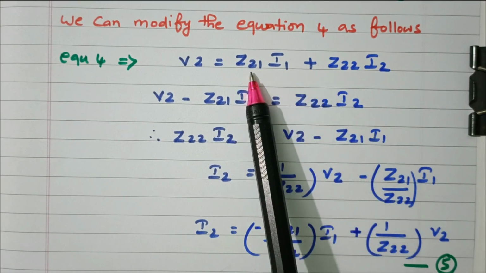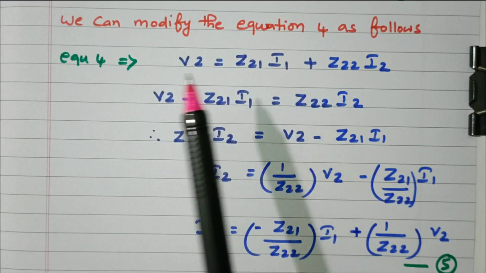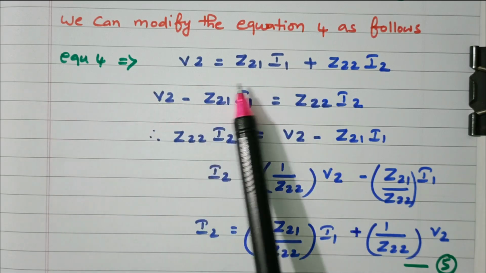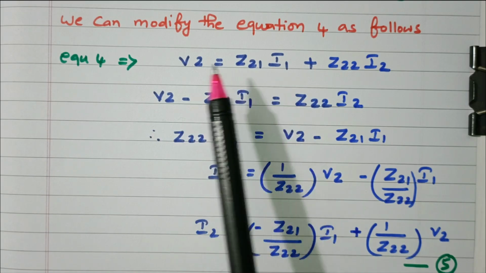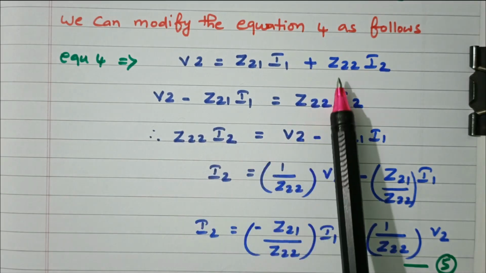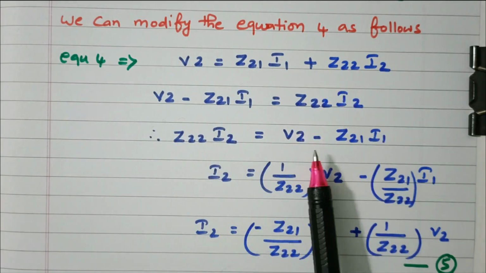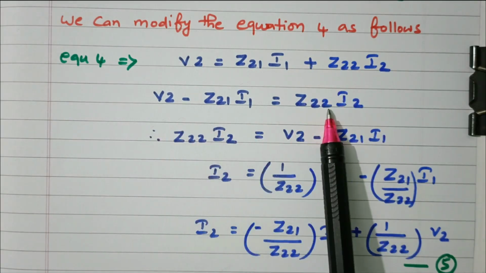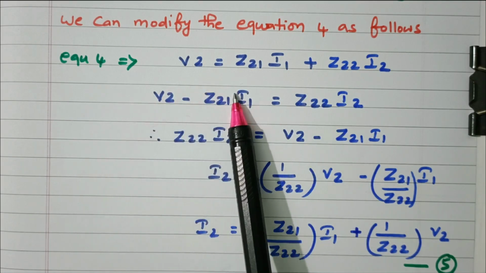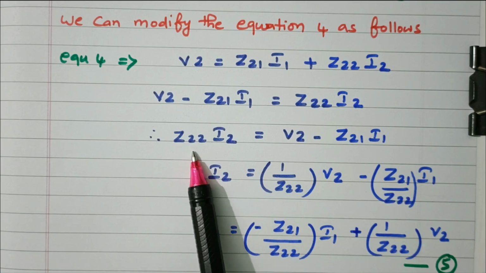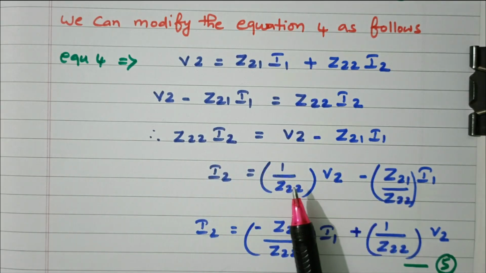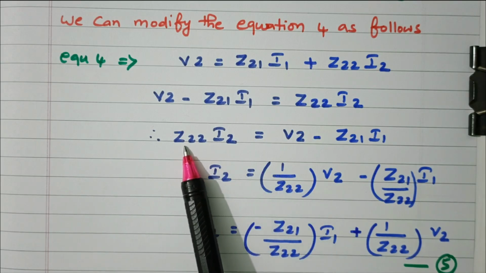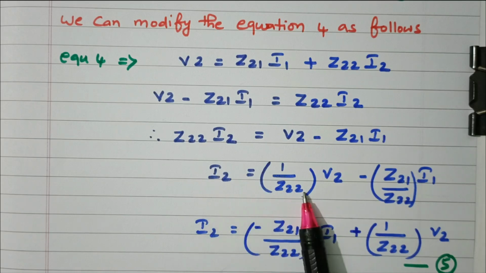This term Z21 I1 we are going to bring to the left hand side, so that it becomes negative. V2 minus Z21 I1. This term is brought to the left hand side. This term stays as it is, Z22 I2. Now it is rearranged. So Z22 I2 equal to V2 minus Z21 I1. Next step we are going to bring this Z22 to the denominator.